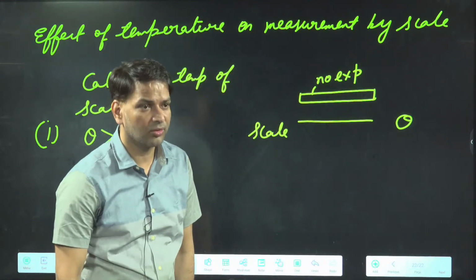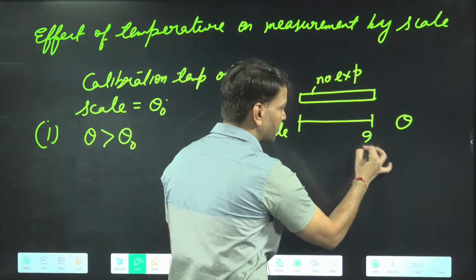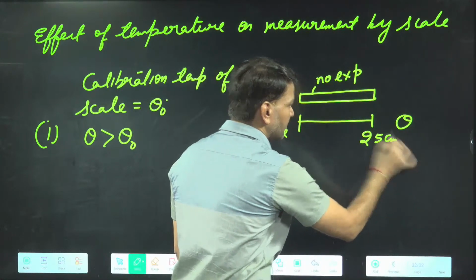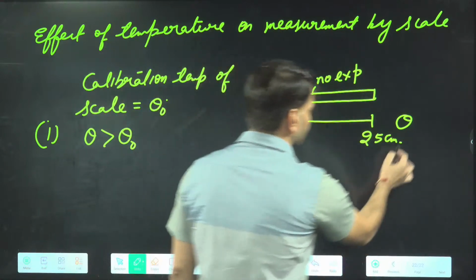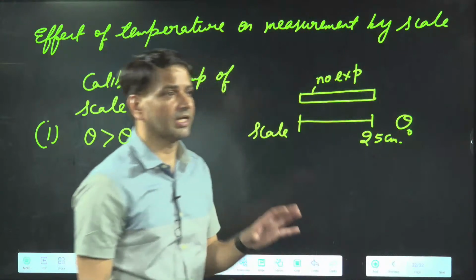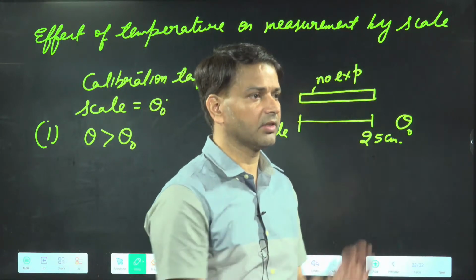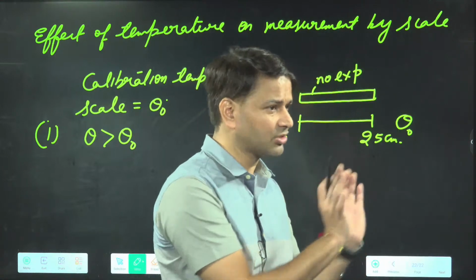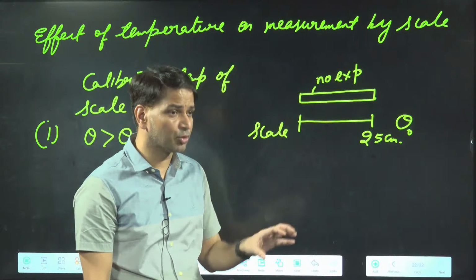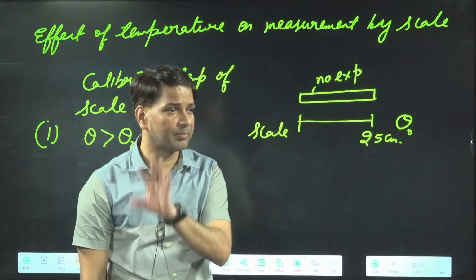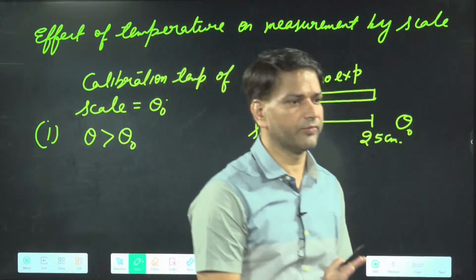Suppose I am measuring the length and I am getting 25 centimeter. Assume it. When I am using the scale at calibration temperature theta naught, the length of the wooden rod is 25. It means the actual length of the rod is 25, because I am using the scale at the calibration temperature theta naught. So you got that the actual length of the rod is 25.